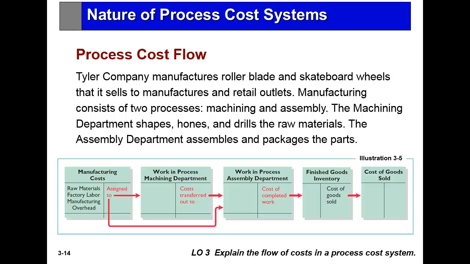Do you guys know that a wheel is not a wheel? How many of you had nice rollerblade wheels and then the junky ones? Can you tell a difference? Isn't it amazing? So in this case, they have all these manufacturing costs. They come in and get put into the work in process department, the machining of it. Then it goes over to the assembly of the wheels, and moves on to finished goods. This is a little different than what we had in job costing, isn't it?